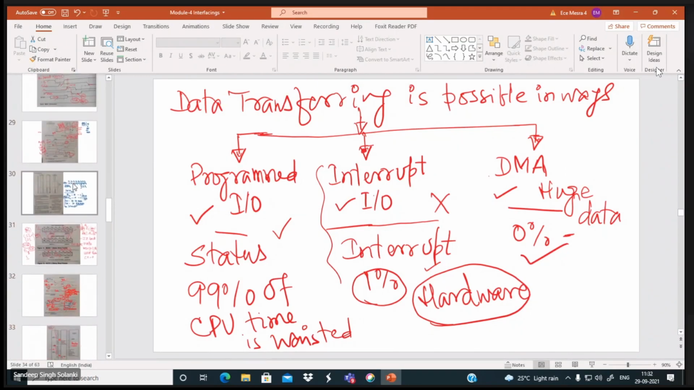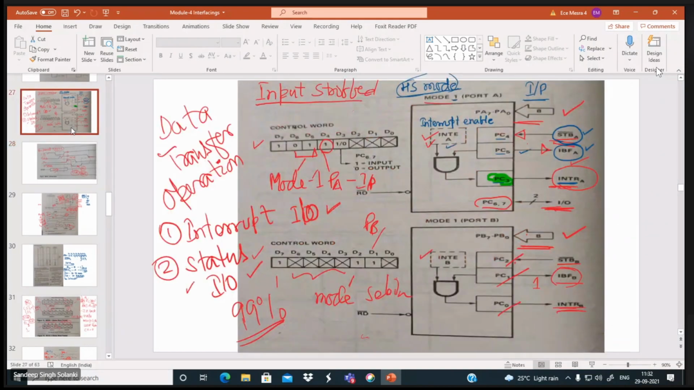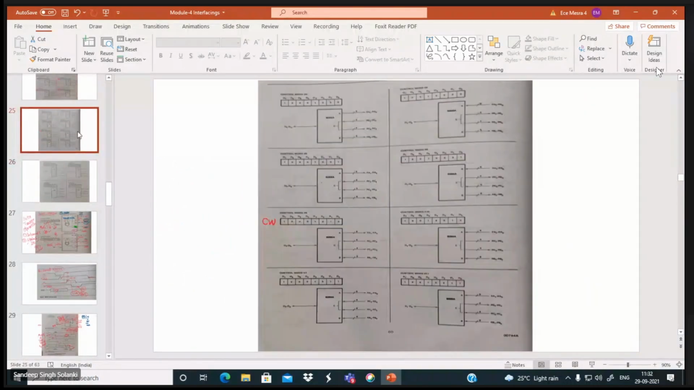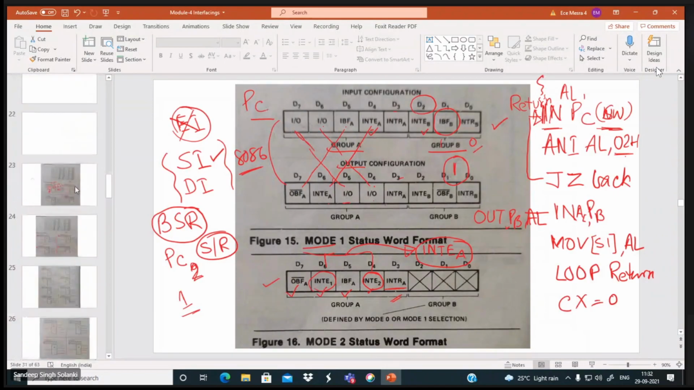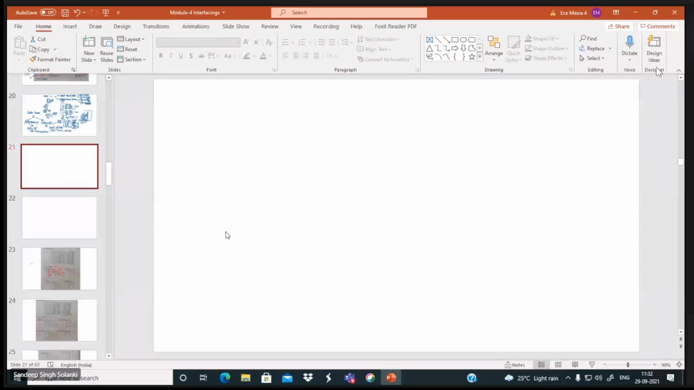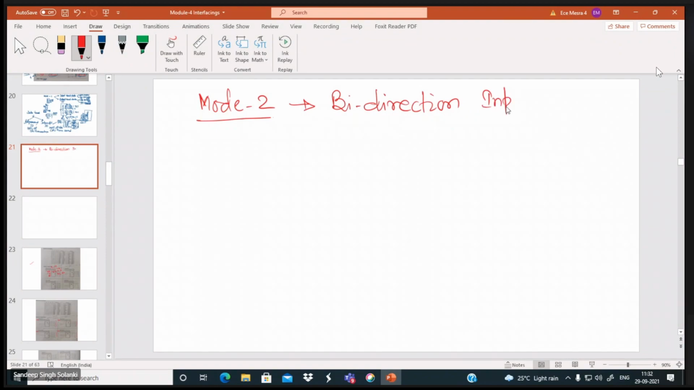What I wanted to tell you next is mode 2. I didn't find that figure, so it's better I explain it to you. So what I am saying is that mode 2 is known as bidirectional input output.